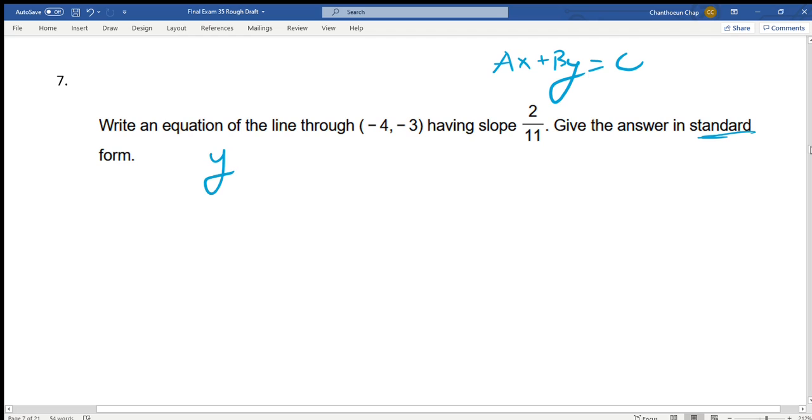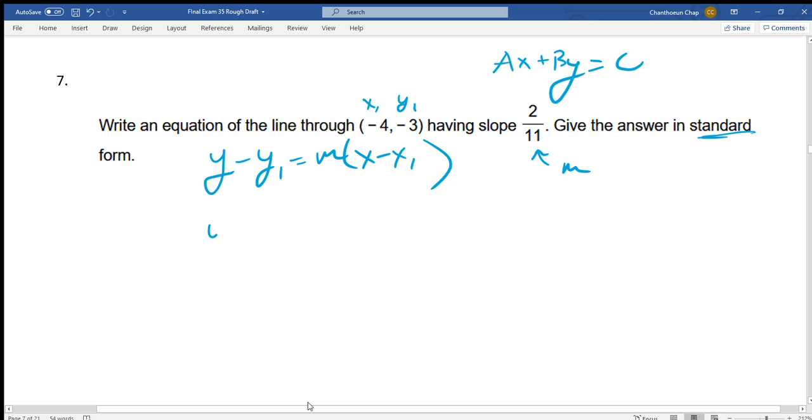Recall the formula y minus y1 equals m times x minus x1. This is the point slope formula. So let's use it for the problem. We have negative 4 and negative 3. Those are x1, y1. And the m is that 2 over 11.